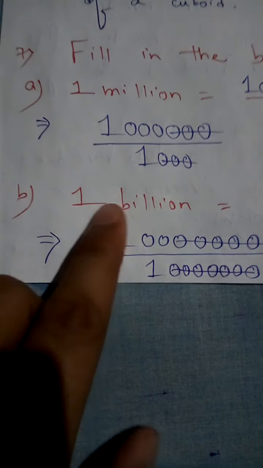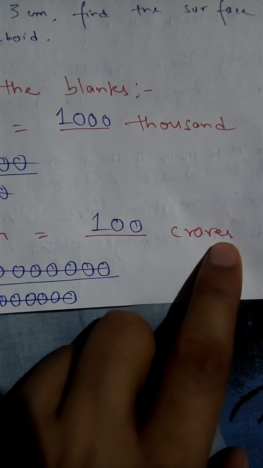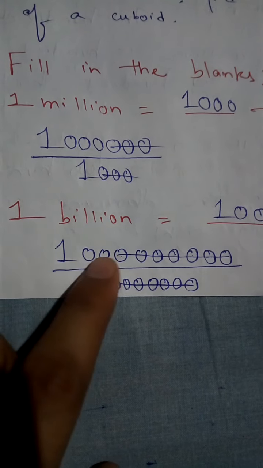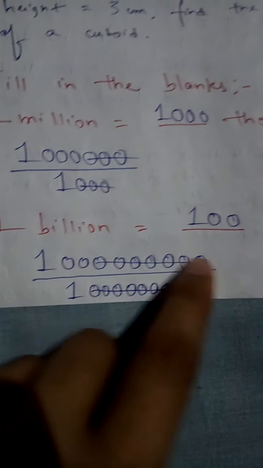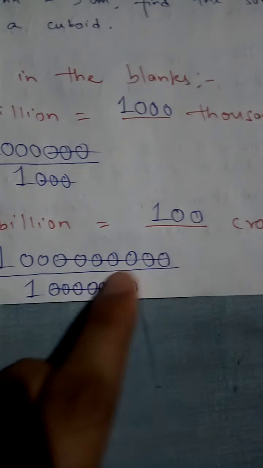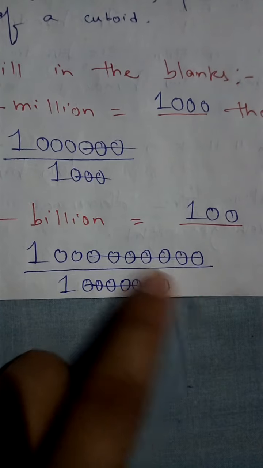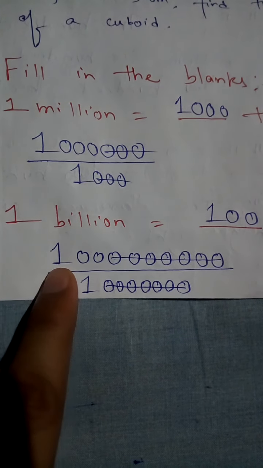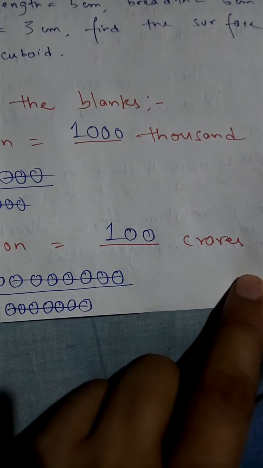And part B, 1 billion equals to dash crores. Again, you write 1 billion. How many zeros? 3, 3, 6, 9. 9 zeros are there in 1 billion. And below you write crores. In crores, how many zeros are there? 7 zeros. Again, these 7 zeros and here 7 zeros get cancelled. Your answer is 100. So 1 billion equals 100 crores.